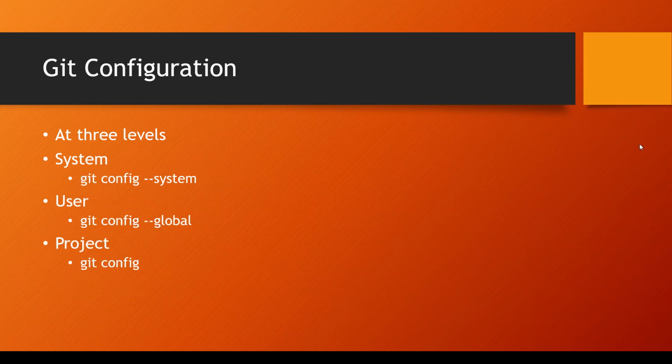In order to do that, we have a command that's git config, and then you choose the level. So if it's at system level, you will say git config --system. If it's at user level, you will say git config --global. And if it's at project level, you just say git config. So now let's go ahead and quickly take a look.